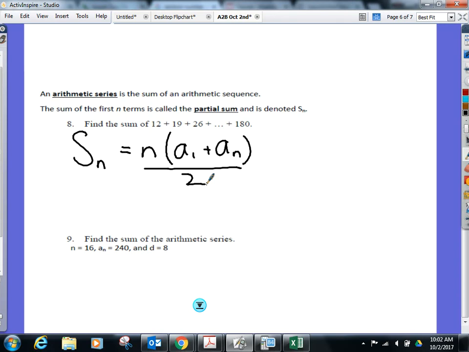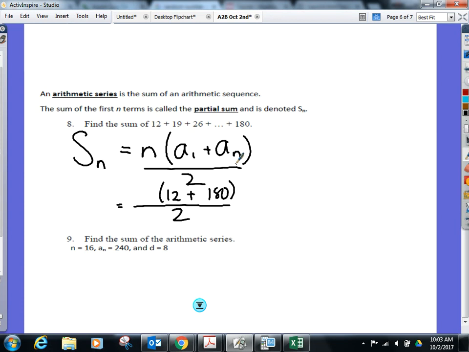Okay, so help me fill it out. Can you fill out what the first term is? First term is 12. So 12 plus, this will usually be the last term in the sequence that we're adding, which is 180, over 2. This is going to be how many terms we're adding up. Ooh, 1, 2, 3, a bunch in the middle, and 180. I don't know how many terms we're adding up.